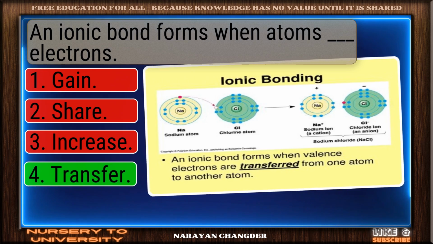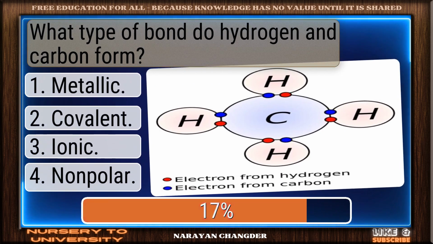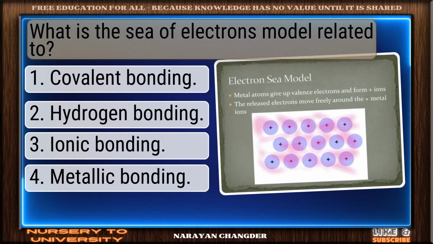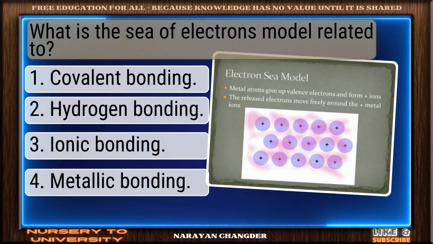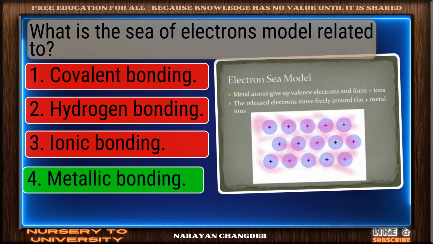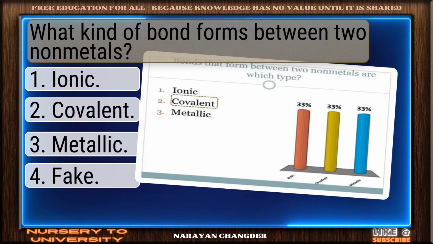Excellent work. Transfer. What type of bond do hydrogen and carbon form? Covalent is correct. What is the sea of electrons model related to? Confident and correct, metallic bonding. What kind of bond forms between 2 nonmetals?